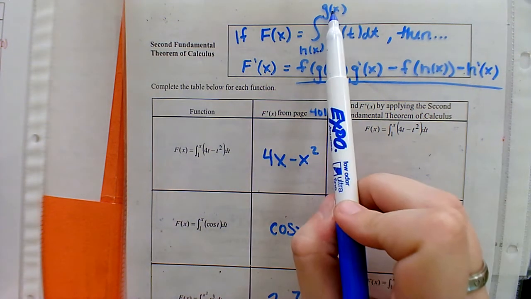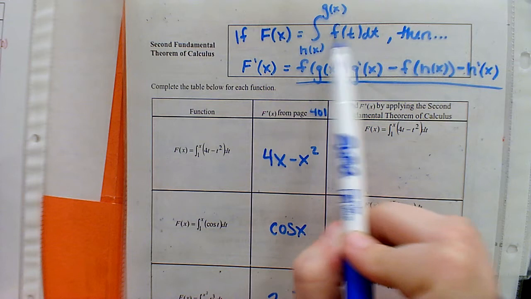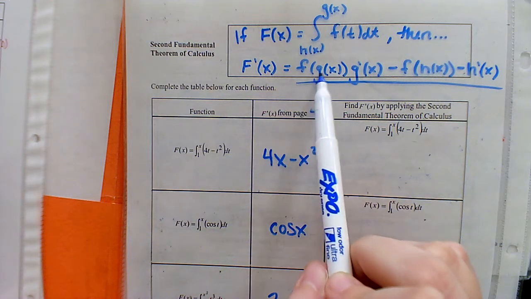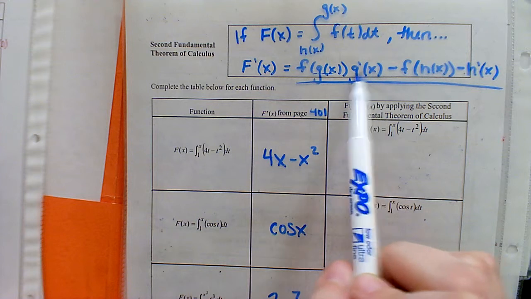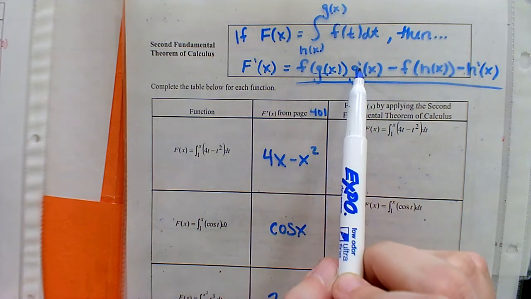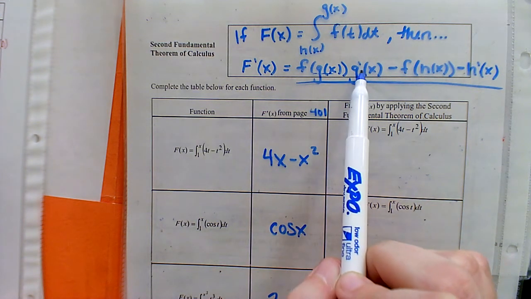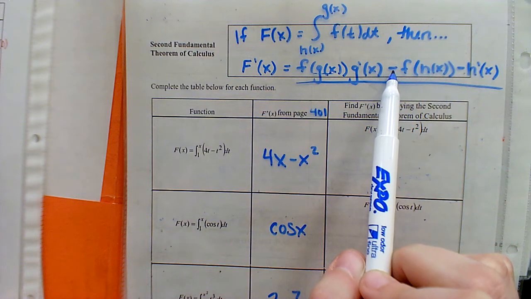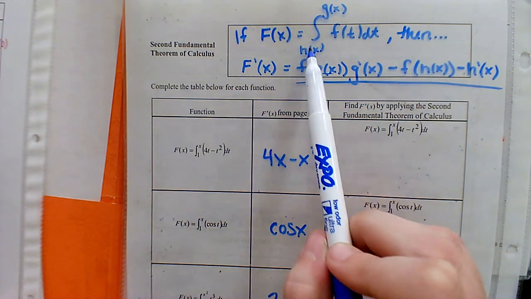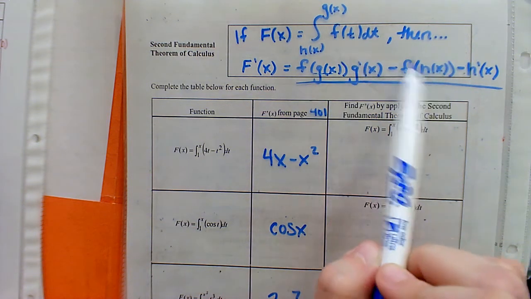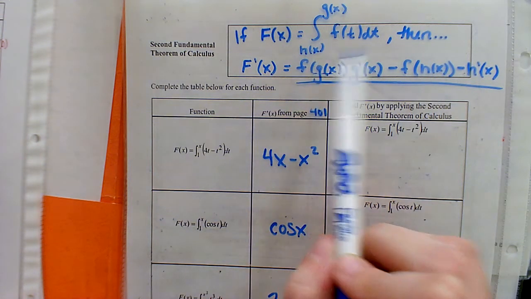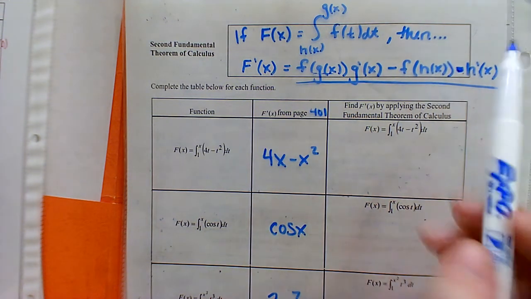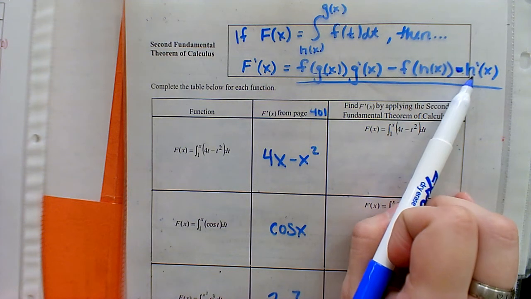Do we see that we took the upper bound and plugged it in to the function? Isn't that f of g of x? Then we're multiplying by the derivative of that upper bound, whatever it might be, a number or a variable. And then just like the first fundamental theorem, we're going to subtract, plugging in the bottom bound, so f of h of x, whatever this is, number or variable. That should be times the derivative of that bottom bound.